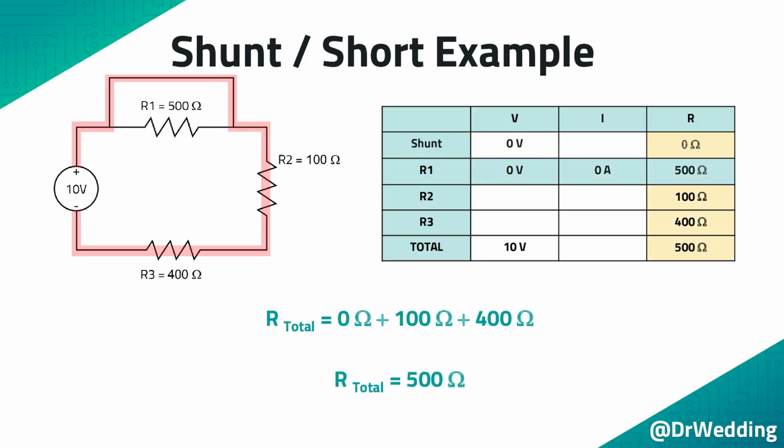The total resistance can be calculated by adding up the resistors along the path the current is taking. The total resistance is the resistance of the shunt, plus the resistance of R2, plus the resistance of R3. Because no current is passing through R1, it is not included in the total resistance calculation. The total resistance is 500 ohms. At this point, this problem becomes a series circuit problem. First, you find the total current.